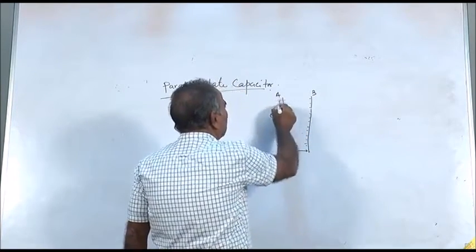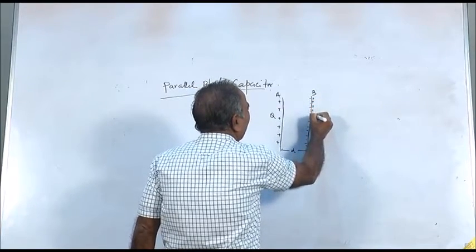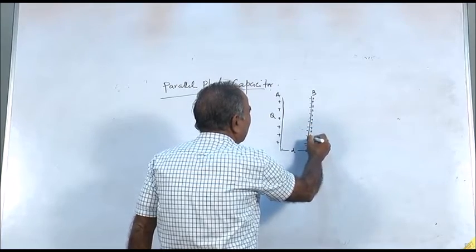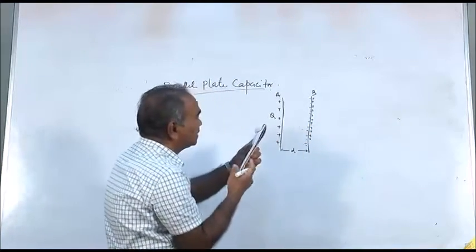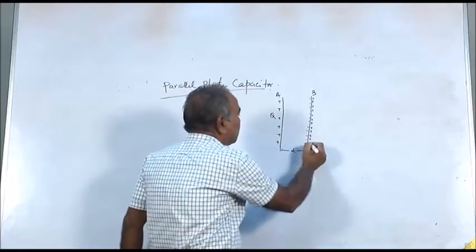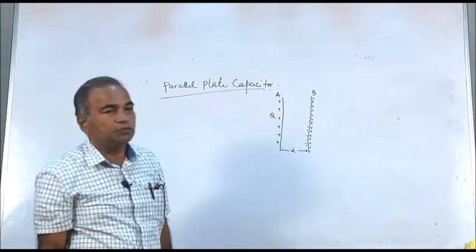And it will repel the positive charge. So one face of this plate B becomes positive charge and the other face becomes negative charge. But as a result there are equal numbers of positive and negative charges, so this is also electrically neutral.